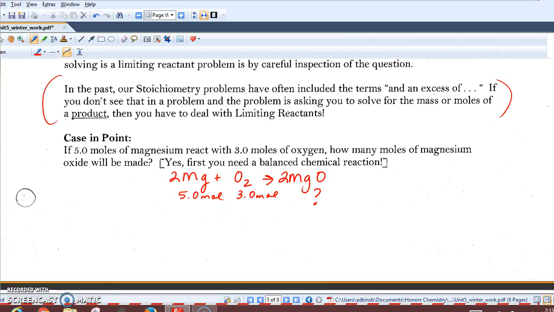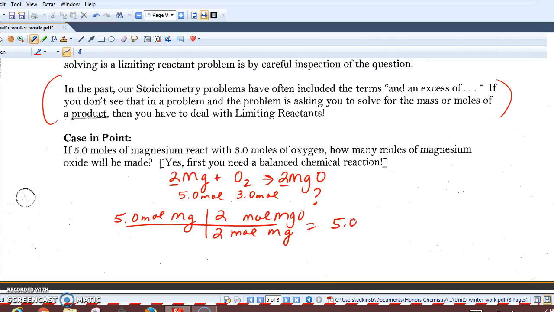All right, well, let's go back to where we were before. If we have 5 moles of Mg, and let's say they didn't mention anything about the O2, so we'll just pretend that they didn't even mention it. If I want to figure out how much MgO could be made, then I look at the mole relationship, and it's 2 to 2, right? So for every 2 moles of magnesium, I can make 2 moles of MgO. So based on just the magnesium, you can make 5 moles of MgO. So that's checking the Mg.